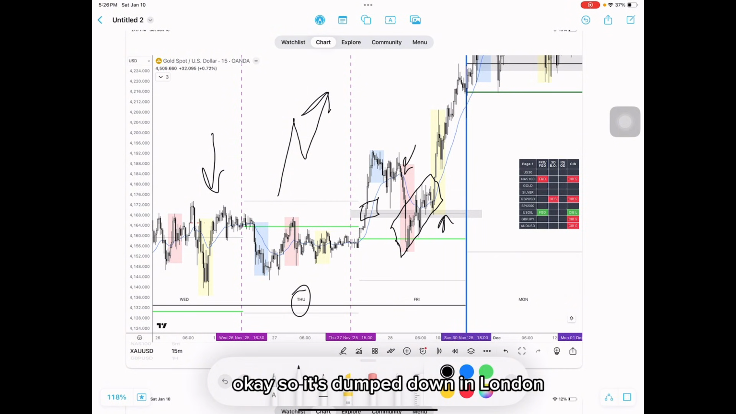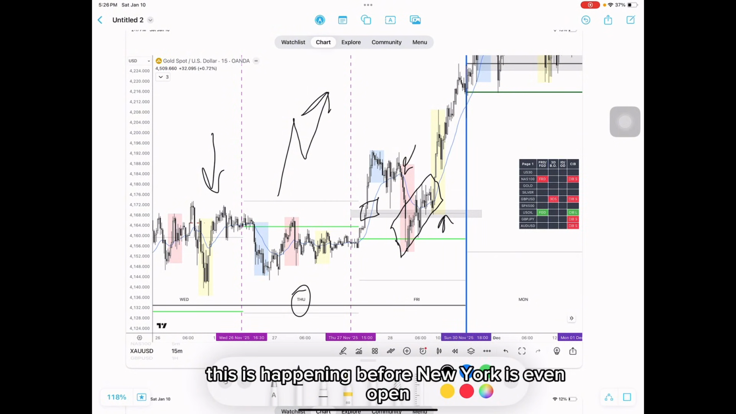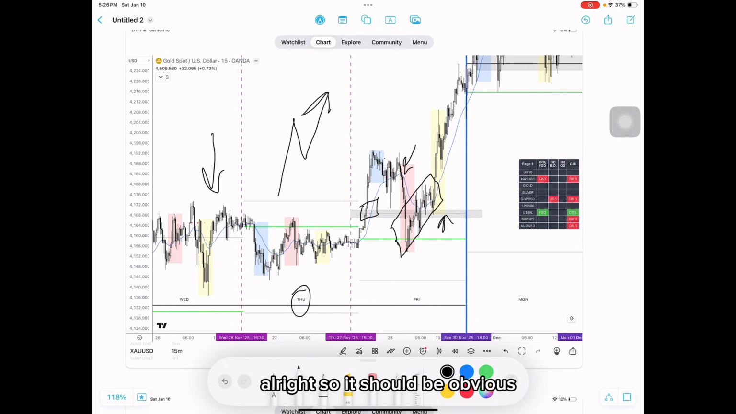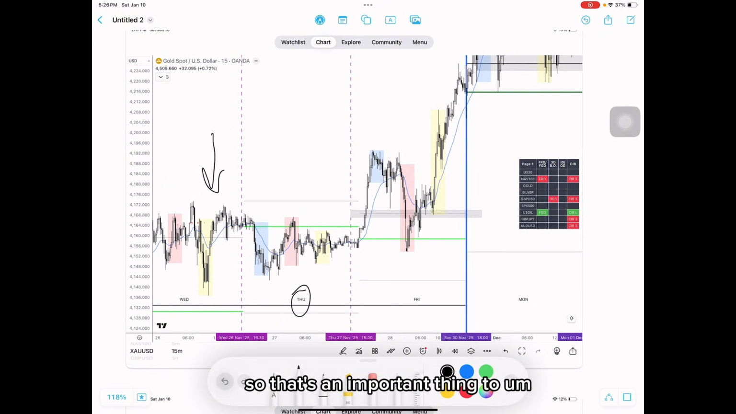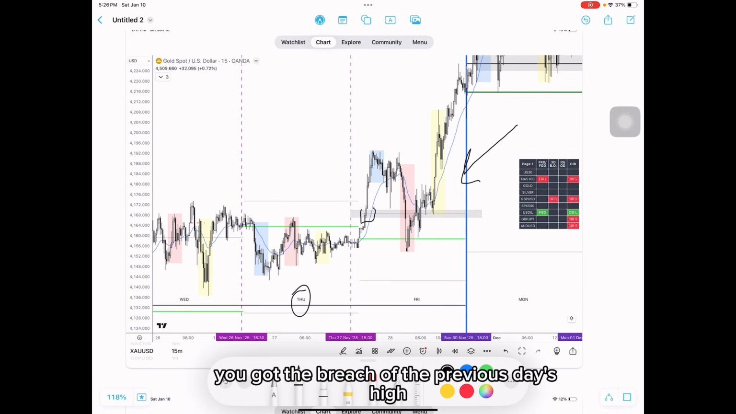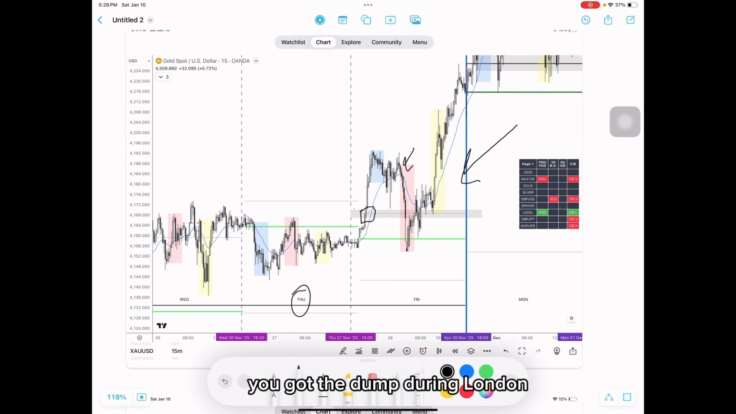So it's dumped down in London and it's coiling. This is happening before New York is even open, all right? So it should be obvious and it should only go in one direction. If it's coiling, it's only going to go in one direction, right? So that's an important thing to think about when you're entering these trades. You need to have a setup and a signal. And if an inside day is your signal and buy setups is your setup, this is easy, right? Because you already have your criteria. You got the breach of the previous day's high. You got the dump during London. So you got the breakout. You got the pullback. It's now coiling at a level. It's only going to go in one direction. Okay, so that's how you want to think about it.